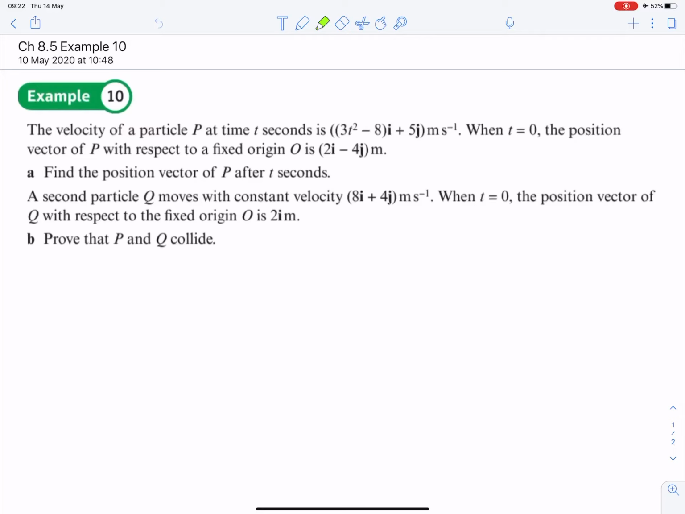Anyway, usual approach here. Read the question carefully, lift out the key information. Velocity, t seconds, given as a function of t. So function of t, therefore not constant acceleration. We're in an integration differentiation kind of context. When t equals 0, the position vector of P with respect to an origin is 2i minus 4j, so we're given a position vector at the start. Find the position vector of P after t seconds.